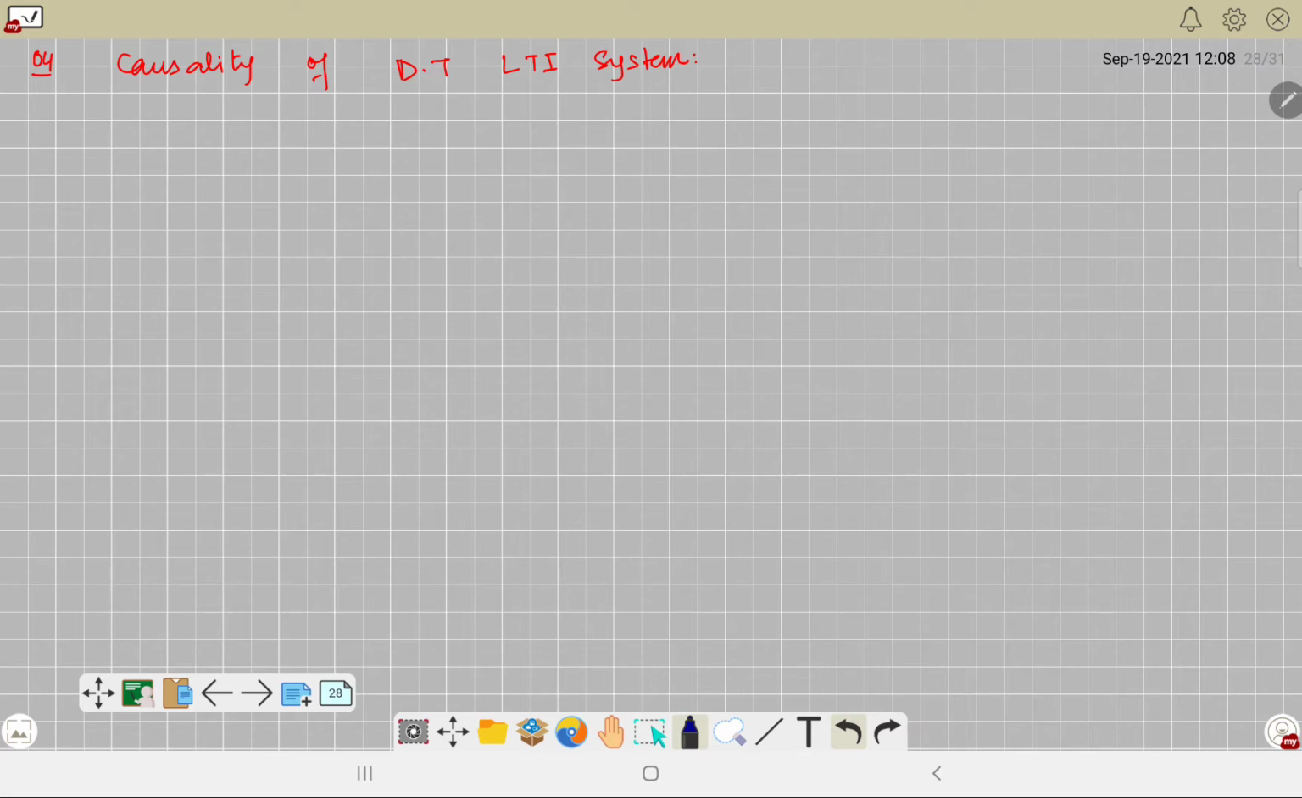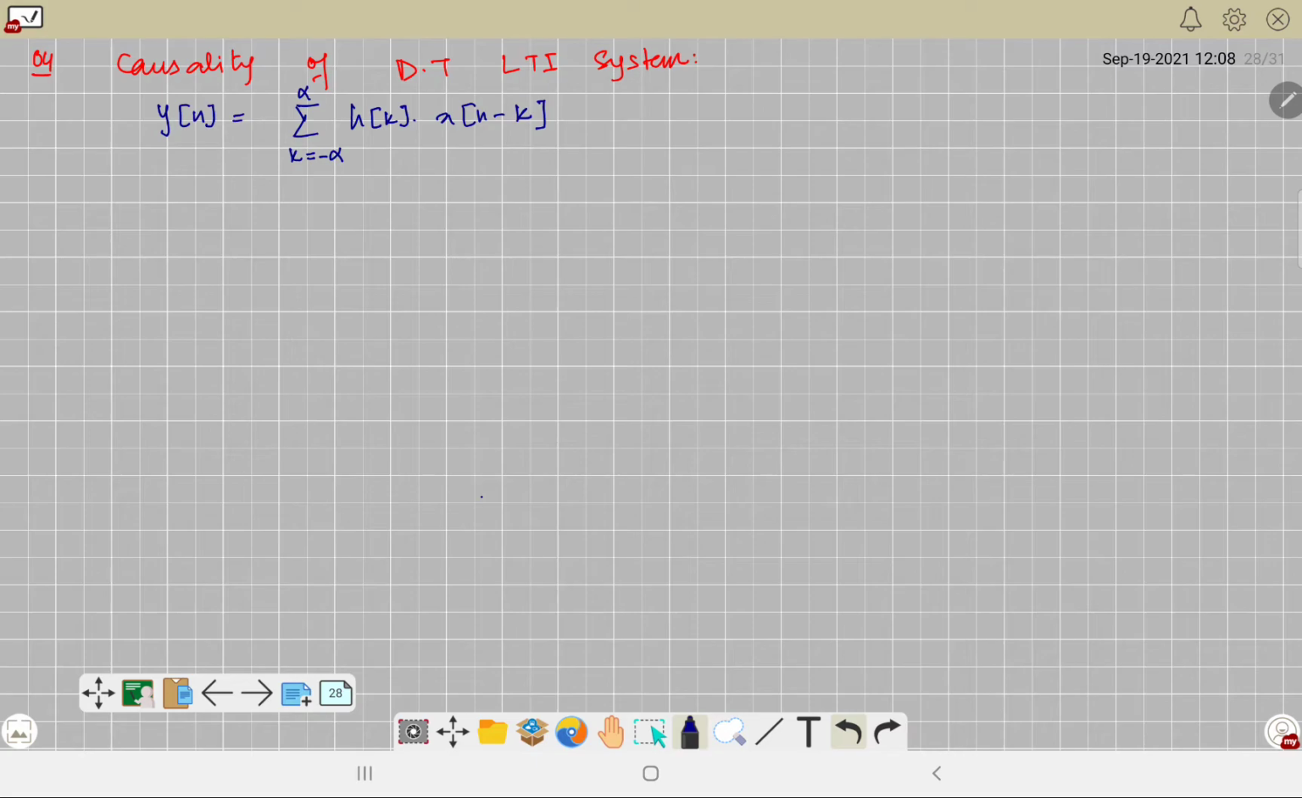If you remember, in the continuous time LTI system, we generalized that a continuous time LTI system is causal if its impulse response is 0 for t less than 0, right? So again we'll start with the generalized expression y of n. It is summation k is equal to minus infinity to plus infinity h of k x of n minus k, right?